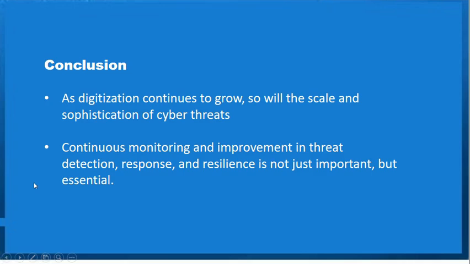Finally, I conclude, as digitization continues to grow, so will the scale and sophistication of cyber threats. Continuous monitoring and improvement in threat detection, response and resilience is not just important but essential.